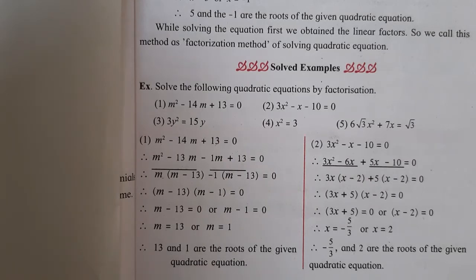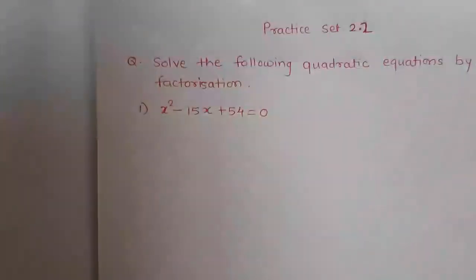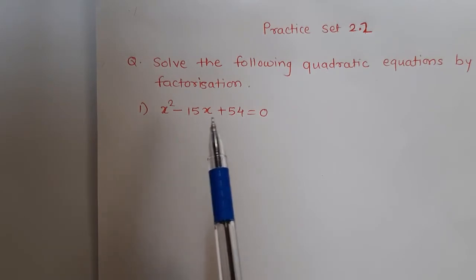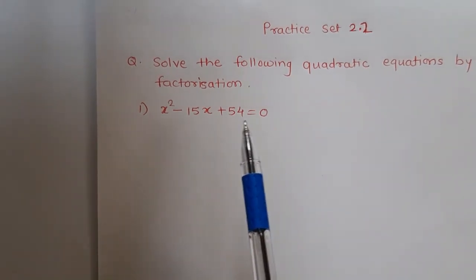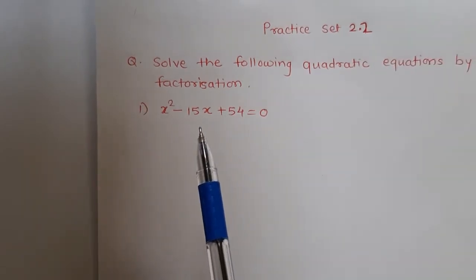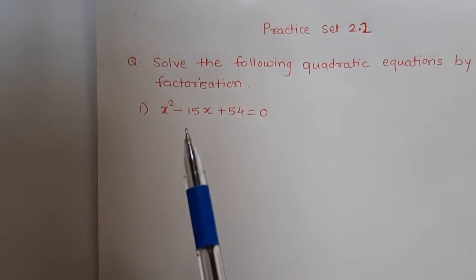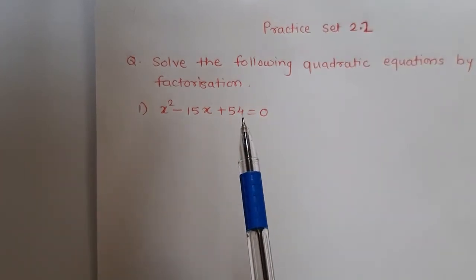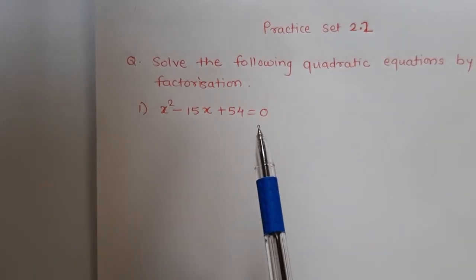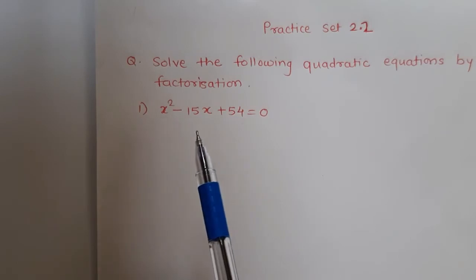Now we will discuss practice set 2.2. See the first example from practice set 2.2. Solve the following quadratic equation by factorization. The equation given is x square minus 15x plus 54 equals 0. This equation is already in the general form of quadratic equation. Now we have to find the two linear factors. That means here we have to find the product of the last term and the sum of the middle term. Find two numbers in such a way that their product should be 54 and their sum should be minus 15.